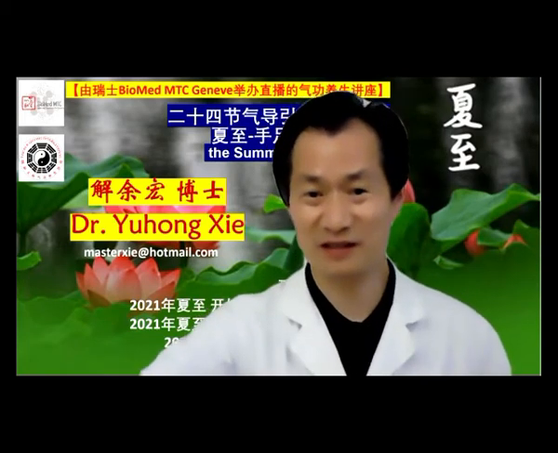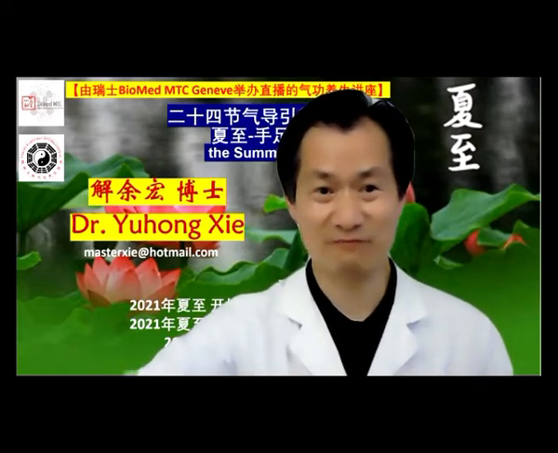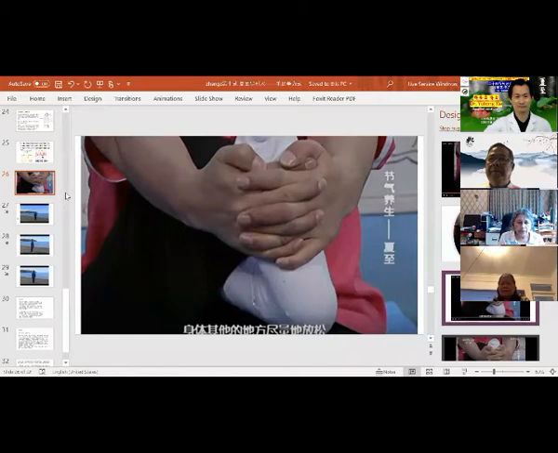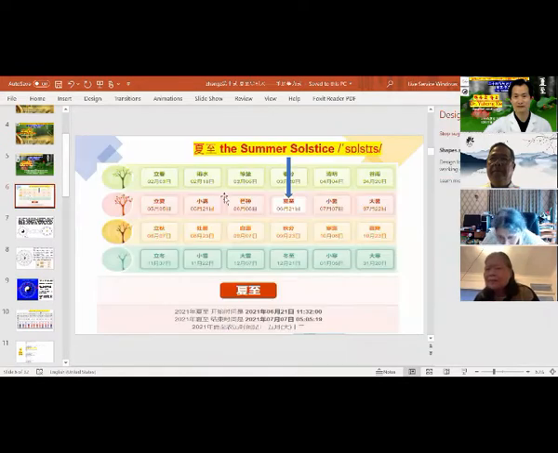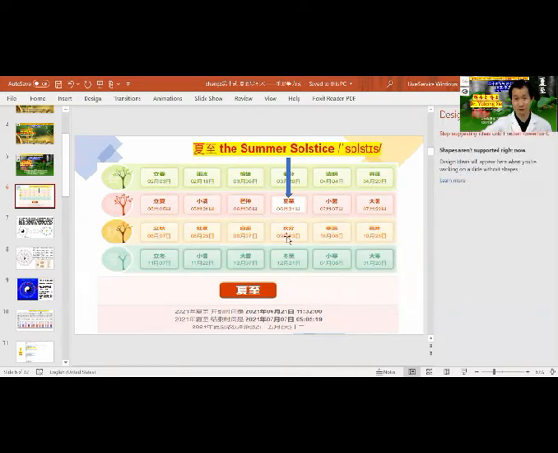Okay, I share the PPT for you. From Li Chun, the beginning of spring, 1, 2, 3, 4, 5, 6, 7, 8, 9, 10. That's the 10th of 24 solar terms. One year has 24 solar terms. So this time is the middle.